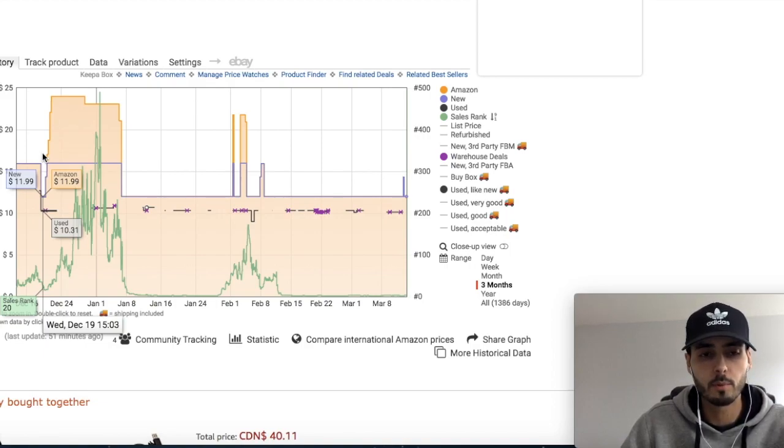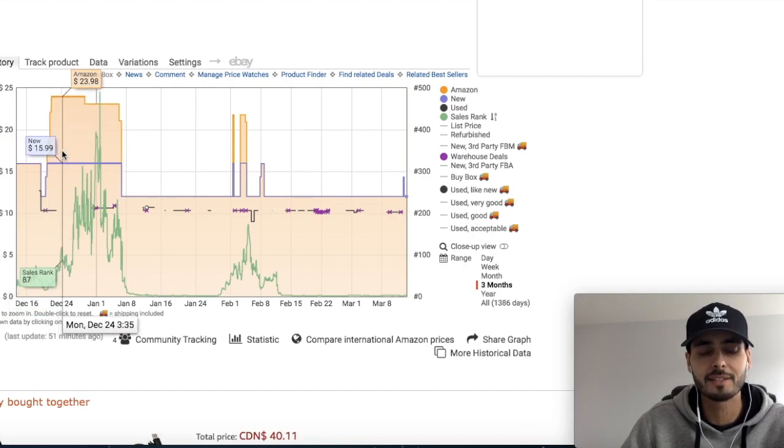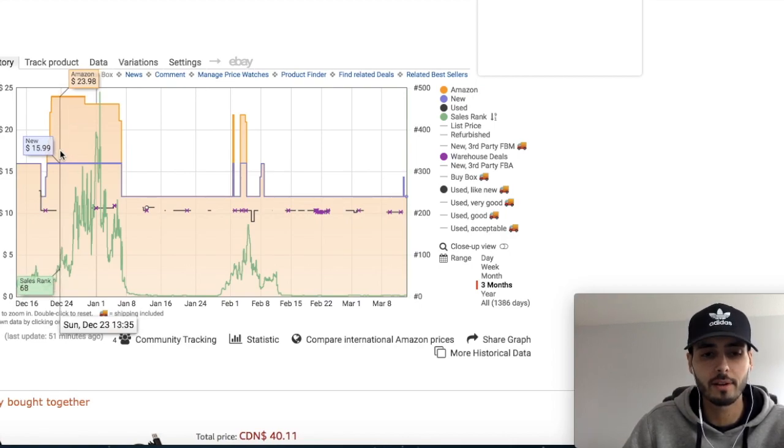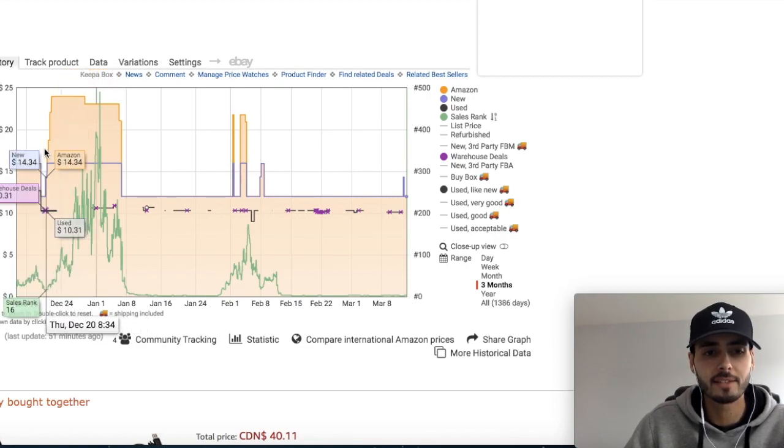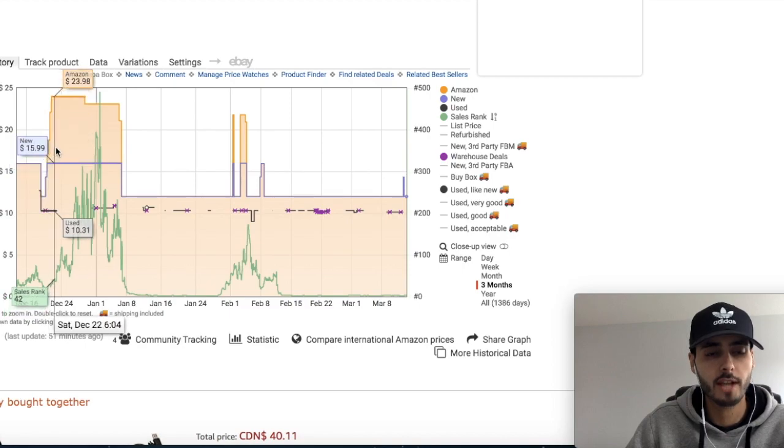Now let's continue to move our cursor over because it looks like the orange line climbs up, guys. Look at this, it climbs up to 17, 18, 22, 23.98. So at this point, near the end of December, guys, Amazon was selling this item for $23.98. That's double what they were selling it for just 3 days prior. So they jacked their price up to double.